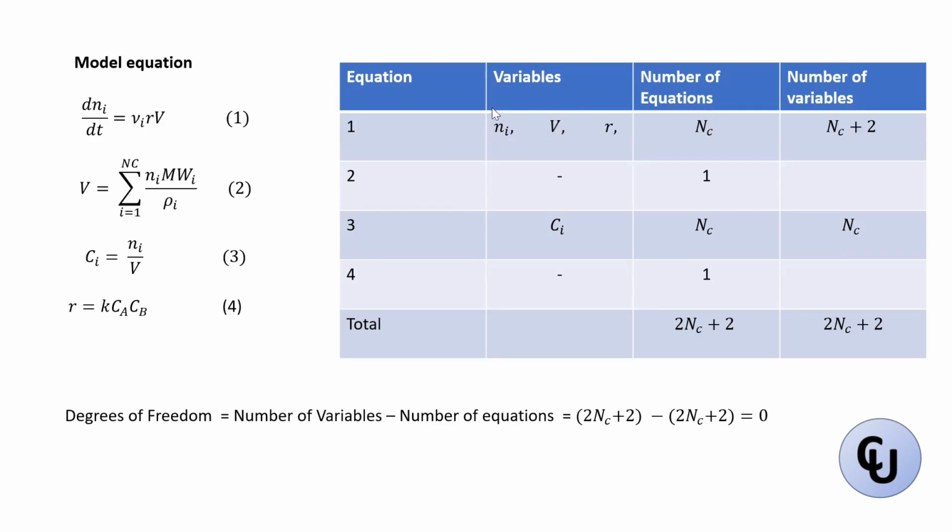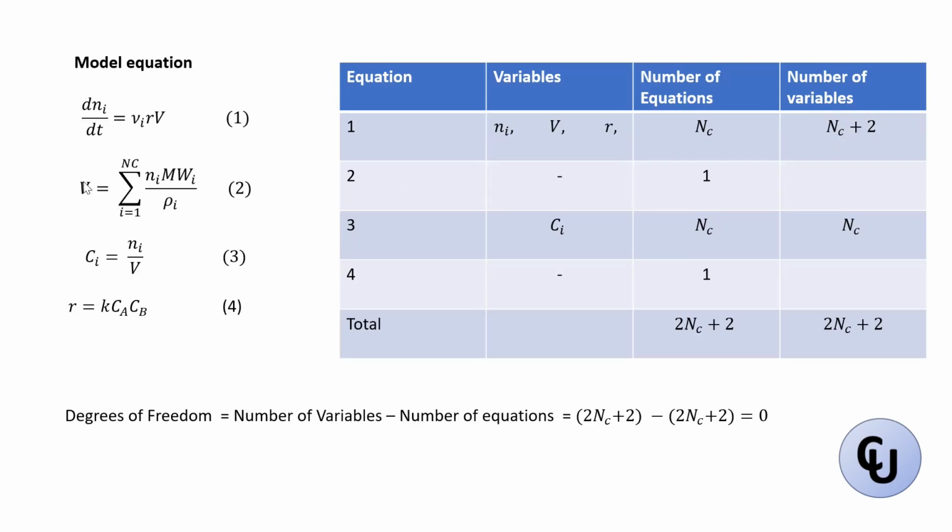How many equations do we have? NC equations. This equation is basically 3, not 1, because we write it for A, for B, and for C: dNA/dt, dNB/dt, and dNC/dt. Depending on the stoichiometric coefficient of that component, we write the equation. This equation will be expanded in gPROMS. So we have NC equations, but the number of variables is NC plus 1 plus 1, so that's NC plus 2.